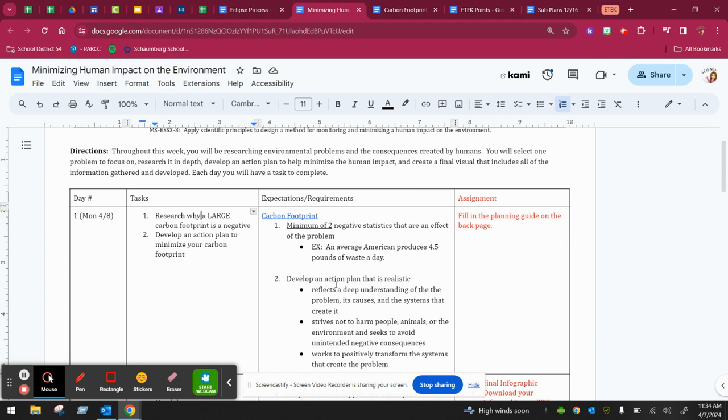Okay. Your action plan needs to be realistic. So it reflects an understanding of what your problem is, what's causing it, and the systems that are in place that are kind of causing it.